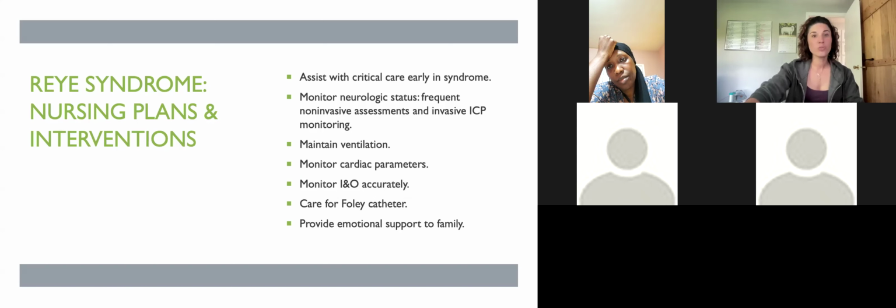So we need to get these patients in our care very quickly. We're going to keep a close eye on their neurostatus. We are going to monitor their intracranial pressure. We may have to artificially ventilate them. They're going to be on a cardiac monitor, keeping a close eye on their function. We're going to do strict I's and O's. They're going to have a Foley catheter so that we can keep a very close eye on their output. And then this is very traumatic for families, so providing that emotional support.